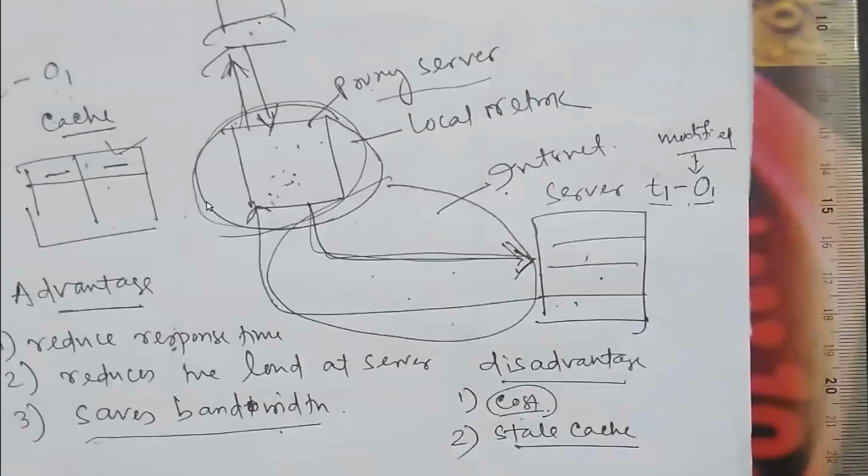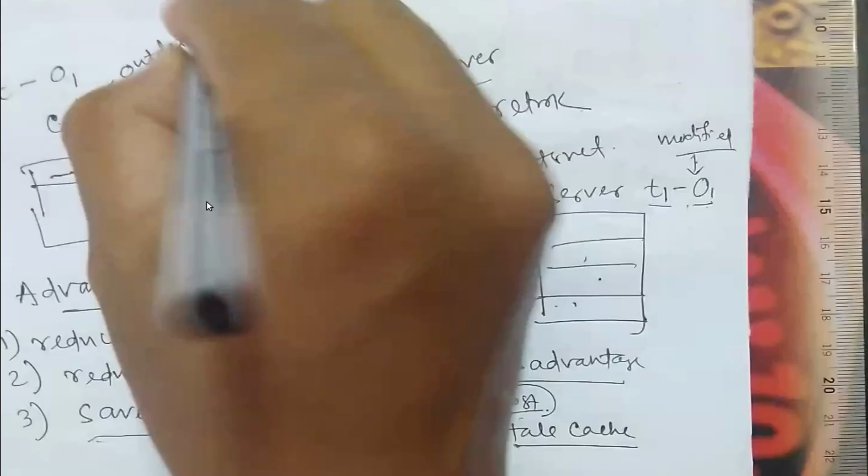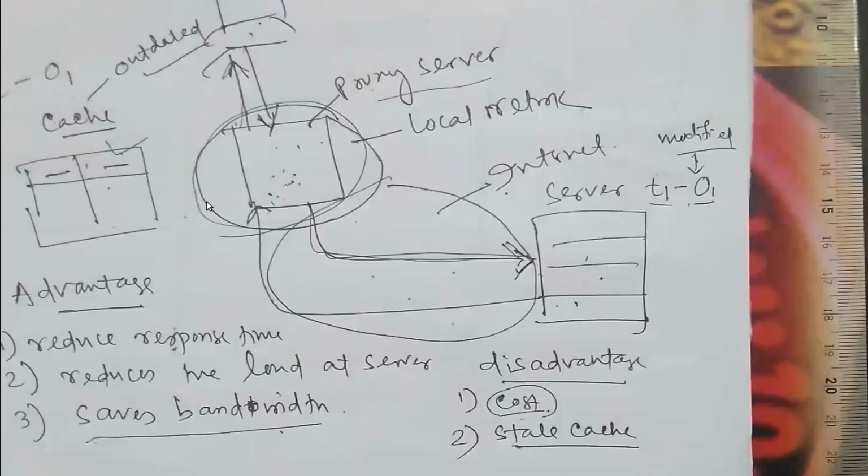That means that cache may be outdated. The information that is maintained at the cache may be outdated, not an updated information. Okay, that may be a problem as far as maintaining a proxy server is concerned. So in order to get rid of this problem, what can be the solution? Can anybody just think of what can be the solution for getting rid of this problem?